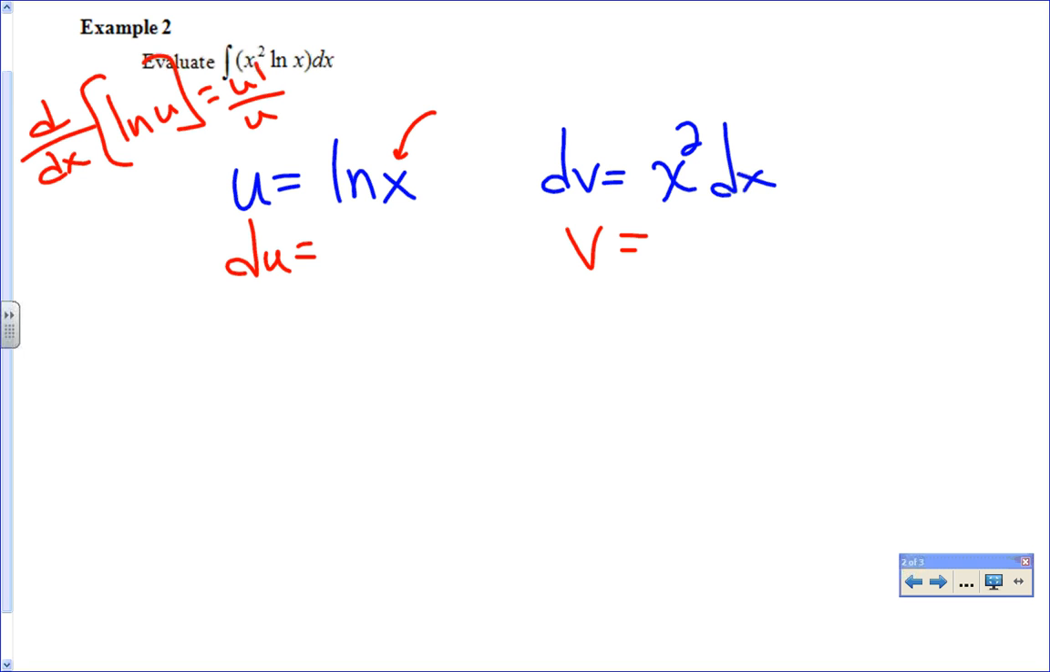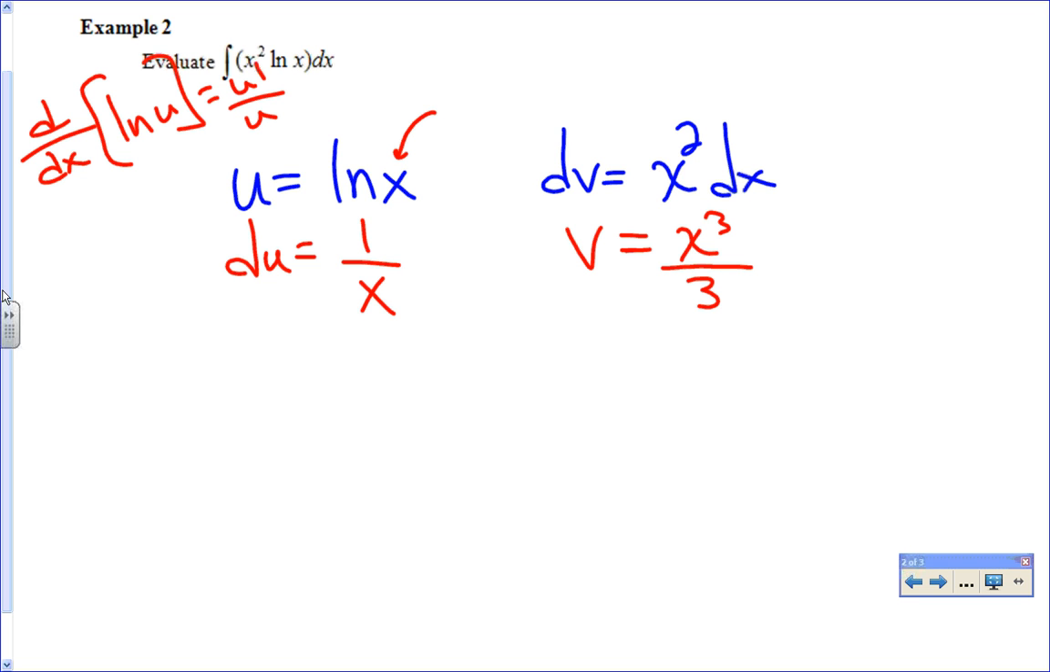Well, what's the derivative of x? 1 over itself, x. Okay? So the derivative is 1 over x. So what's v then? We already talked about it quickly. What's v? X to the third over 3.